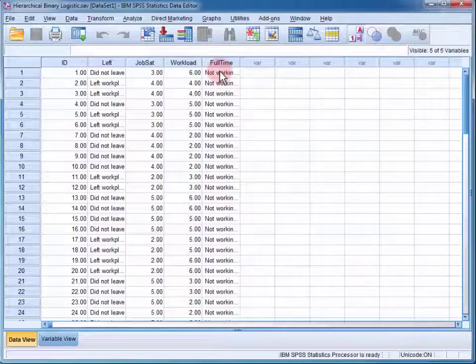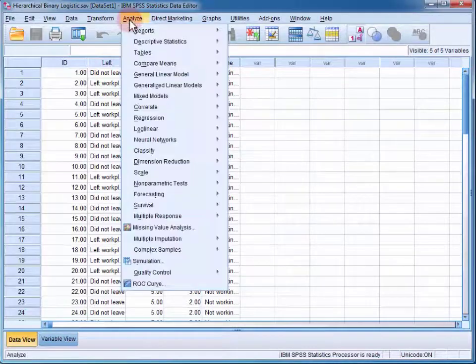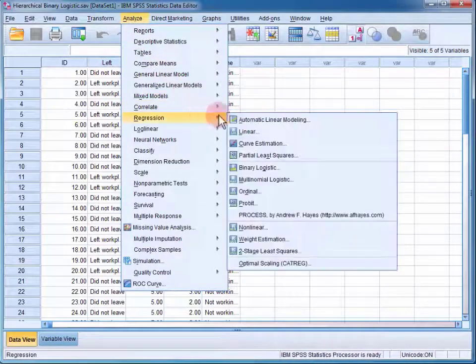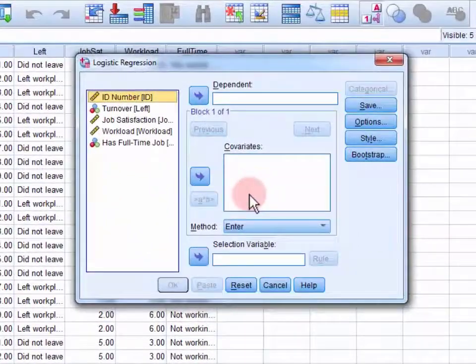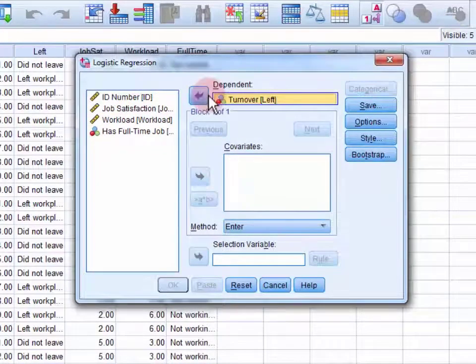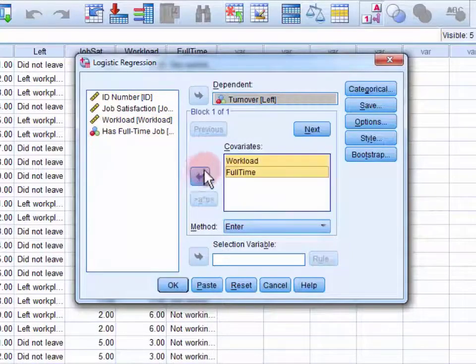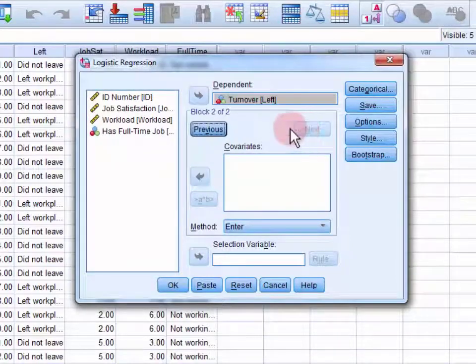To run the hierarchical logistic regression, we go to Analyze, Regression, Binary Logistic. First, we move our dependent variable, whether or not the employee left, into the dependent field. Then we move our control variables, workload and whether or not the employee was full-time, into the covariates field. Next, we click the Next button, and we add our variable of interest, job satisfaction.